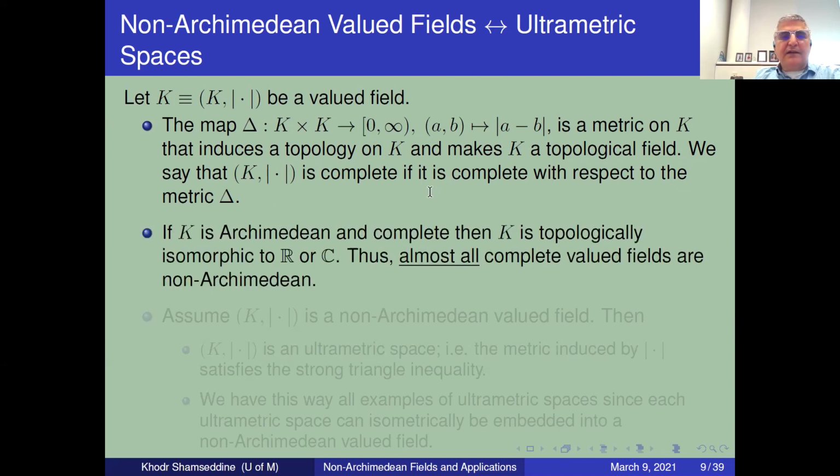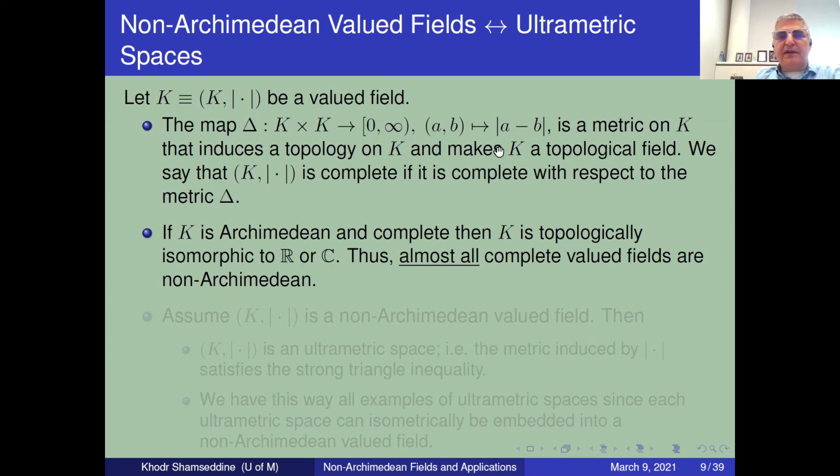Okay. If K is Archimedean and complete, then it's topologically isomorphic to R or C. So all other complete valued fields are non-Archimedean. So almost all but two complete valued fields are non-Archimedean.